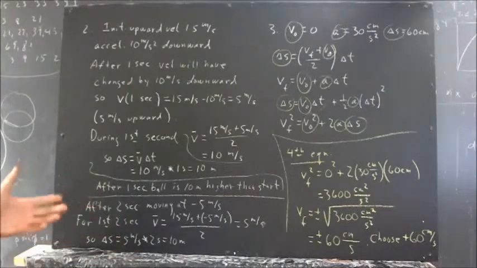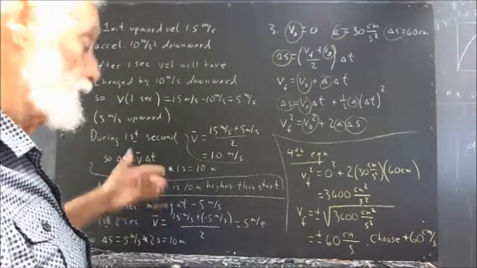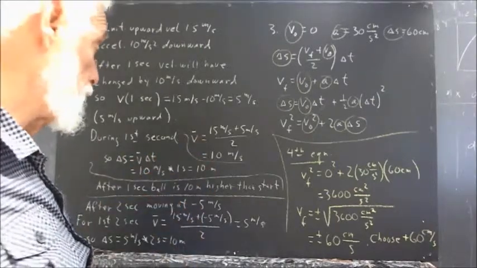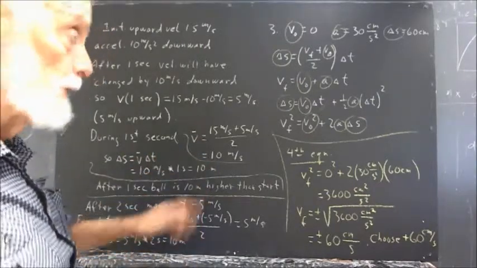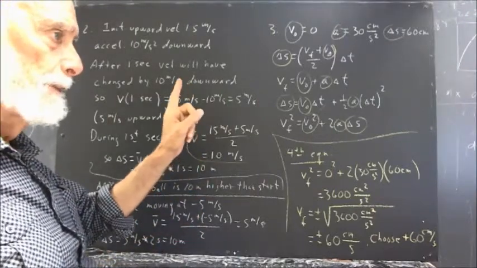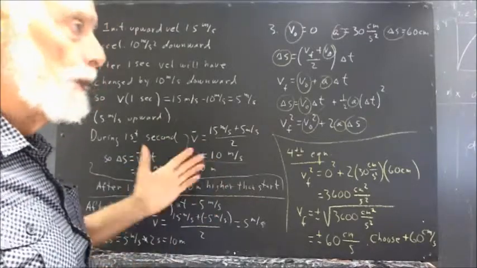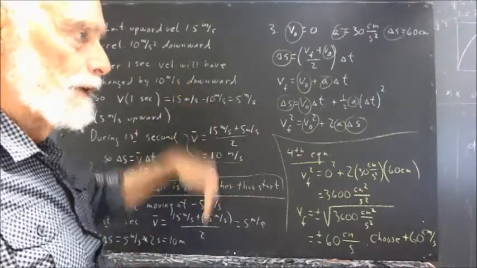Okay, well, how do we apply the same logic to 2 seconds? Again, a lot of people said it's going to be moving at negative 5 meters per second. Well, that makes perfect sense, and it's right. You're going to be moving upward at 5 meters per second, and you're going to change by 10 meters per second in the downward direction, which is going to take you from plus 5 to minus 5.